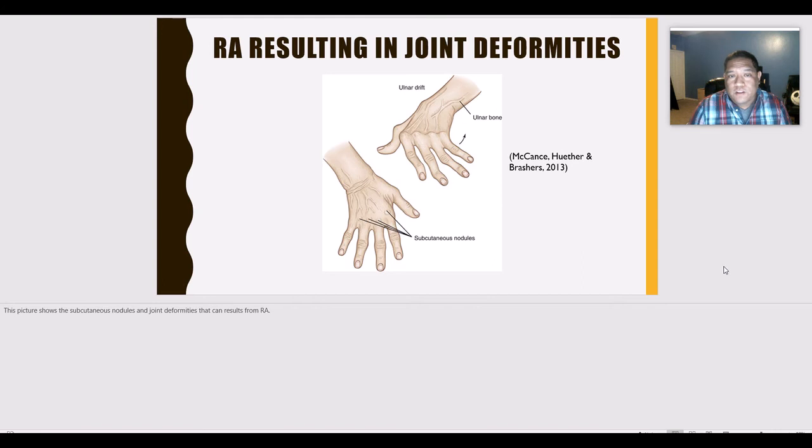The picture on the right, you see what the immobility of the hand can do. The hand starts to become deformed. You have some ulnar drift there of the ulnar bone, and you can see how the fingers are kind of turned out due to all the immobility that the patient experiences. The joints become literally unusable.